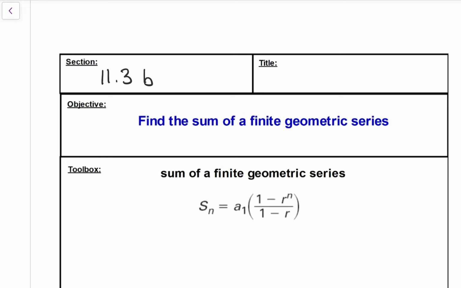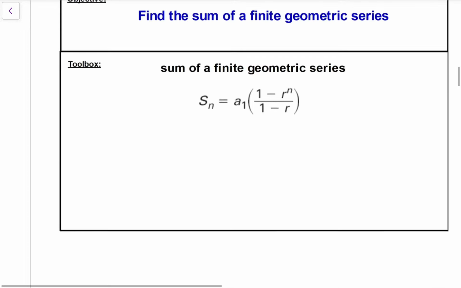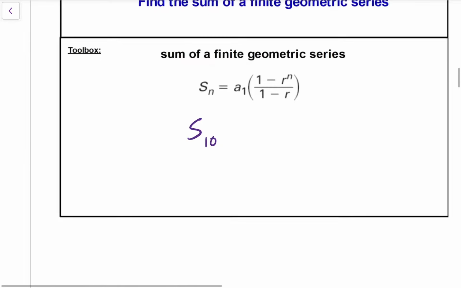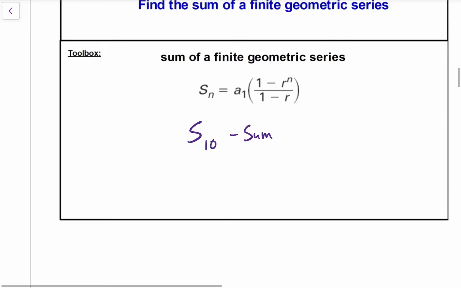Okay, so 11.3b, what we're going to do this time around is find the sum of a finite geometric series, meaning that this series will end and has a given number of terms. Well, the formula we're going to use is s sub n is equal to a1 times 1 minus r to the n over 1 minus r. Again, s sub n is just telling us the sum through a specific number of terms. So if I was to say s sub 10, that's saying finding the sum of the first 10 terms. We'll write that down.